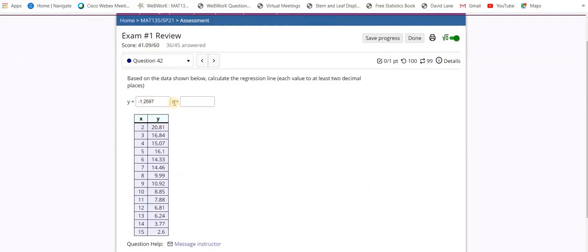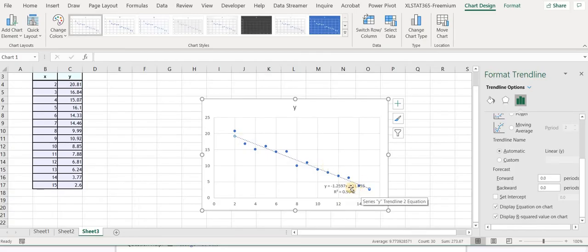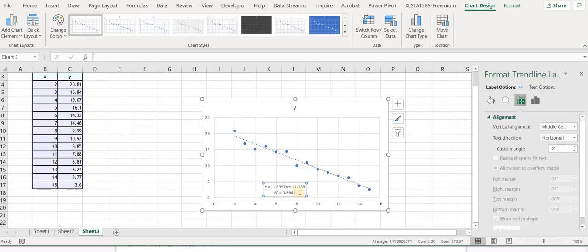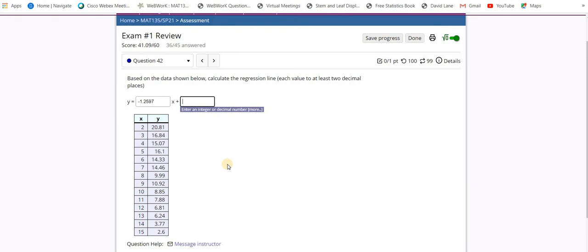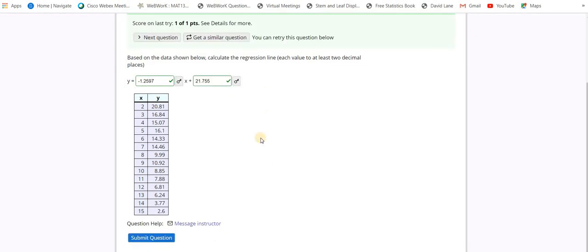I do have the x, so I don't have to type that in. I'm going to put the y-intercept, which is the second number. The second number, let me just move it around so I can see it better. So it's 21.755. This is how you're going to compute the least squares regression line.